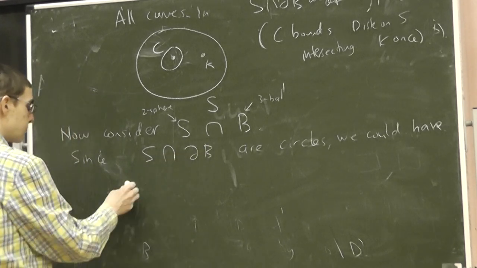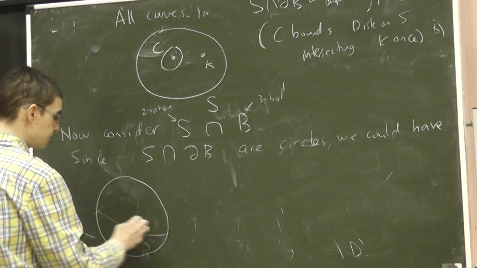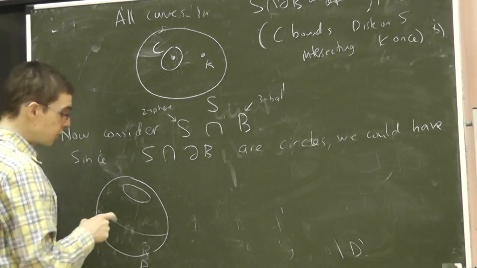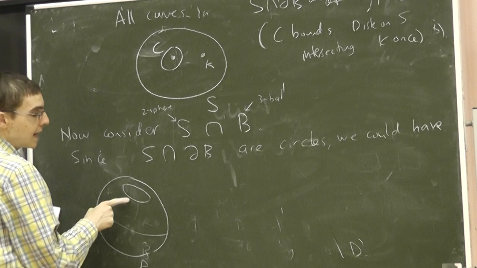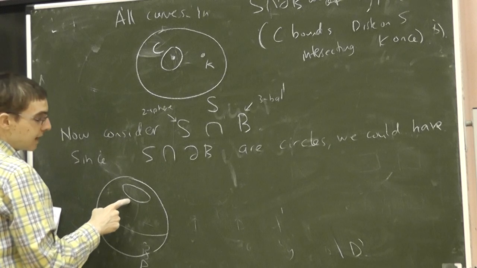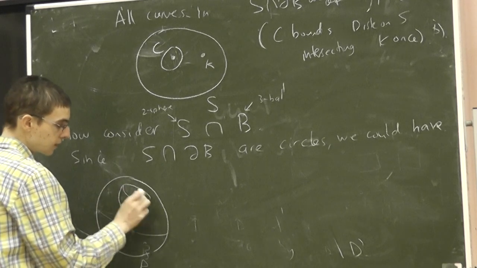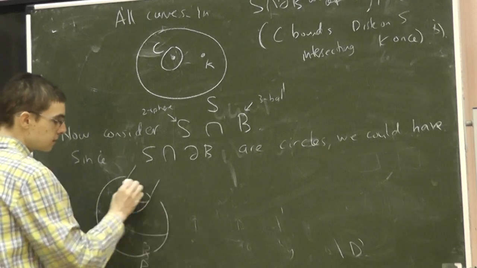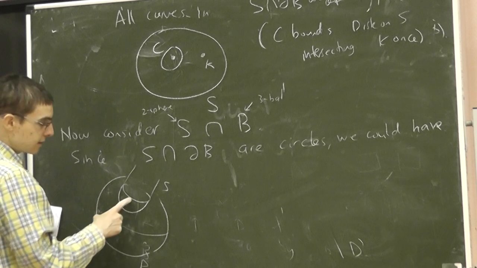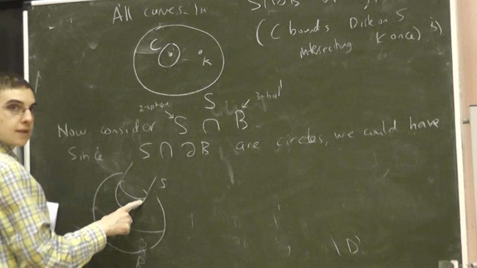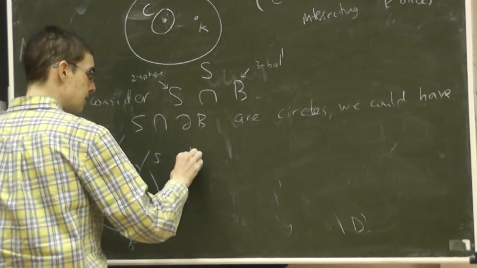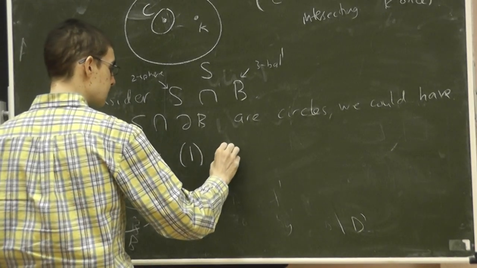So we have a ball, and we have this curve, a circle on the boundary, and it also lies on this two-sphere. Okay. So to start off with, we could have that the two-sphere intersects the three-ball in a disc, like this. Here is our curved circle, and it just pokes in a little bit. We could have, say, a disc.